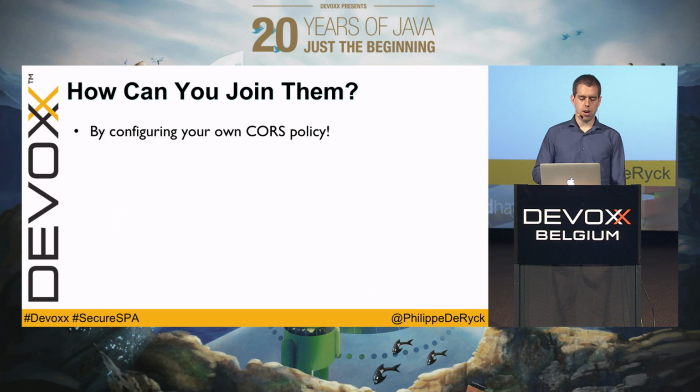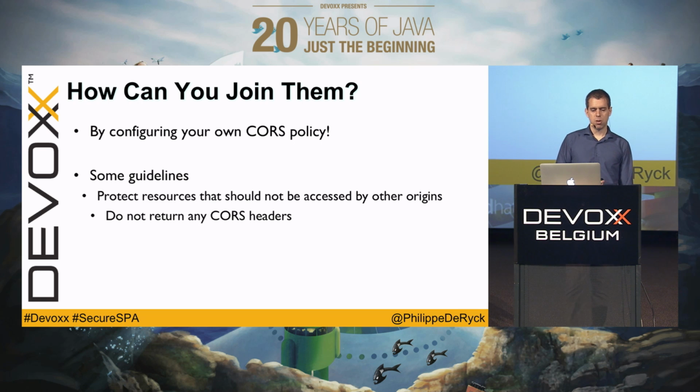So if you want to join them, how do you do that? If you want to offer your APIs, even to a partner website or to everyone, you will have to configure your own CORS policy. Some guidelines to do that. If you have resources that should not be accessed by other origins, let's say sensitive resources, login pages, things like that, simply don't send any CORS headers, and nobody will have access to them anyway. That's the default deny behavior.